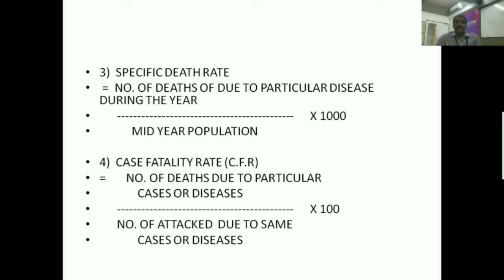To find the case fatality rate, take the number of deaths due to a particular case or disease, divided by the number of attacks due to the same disease or the same cases, times 100. This gives us what is known as the case fatality rate.